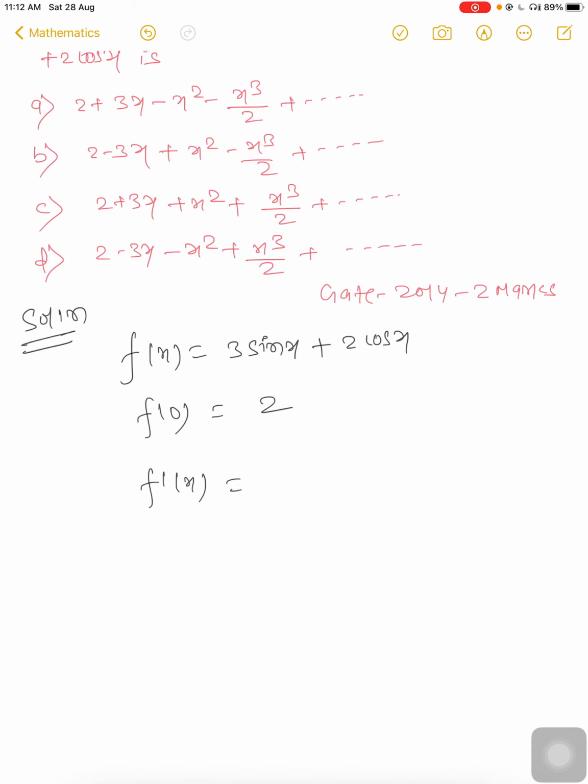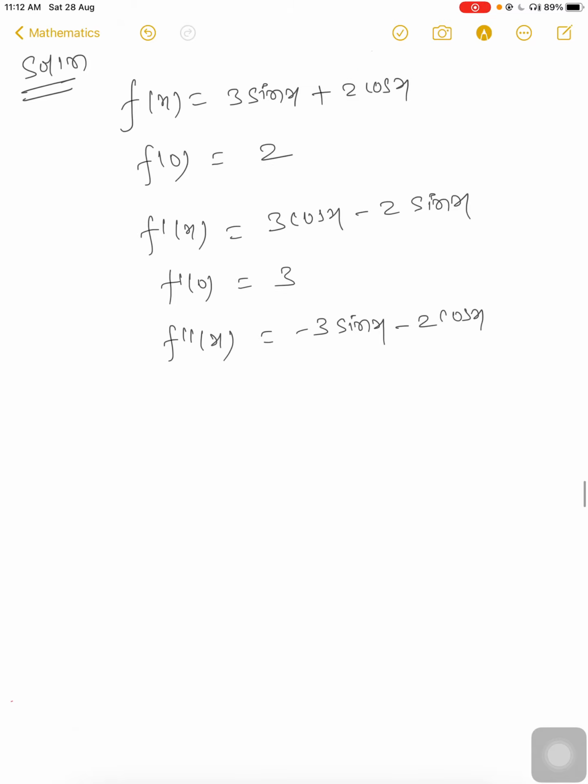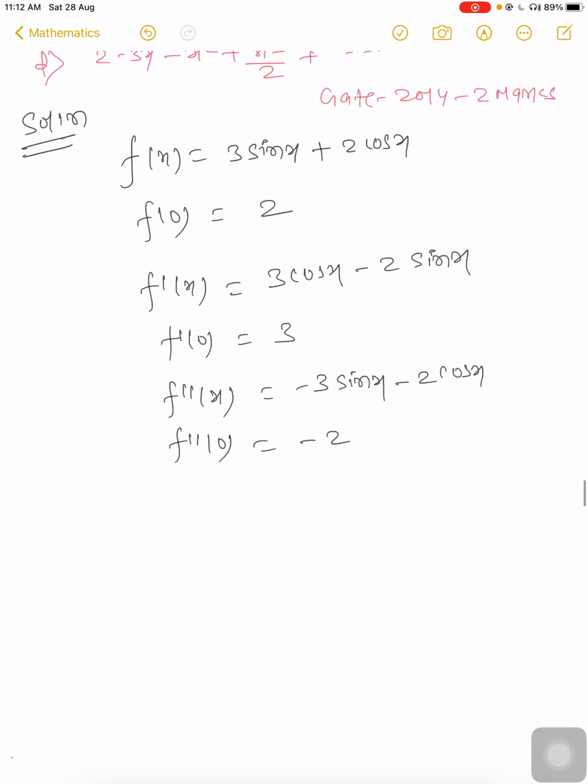Three terms are given in the options, so we have to calculate up to three terms. So f'(x) is 3 cos x minus 2 sin x, and f'(0) will be 3. Then f''(x) is minus 3 sin x minus 2 cos x. So f''(0) will be minus 2.